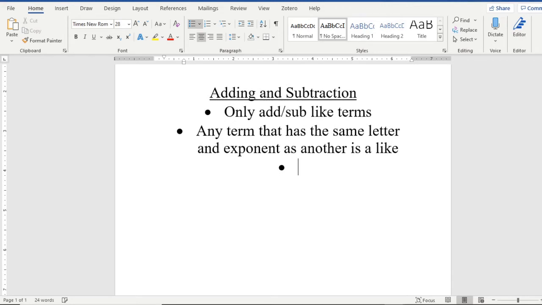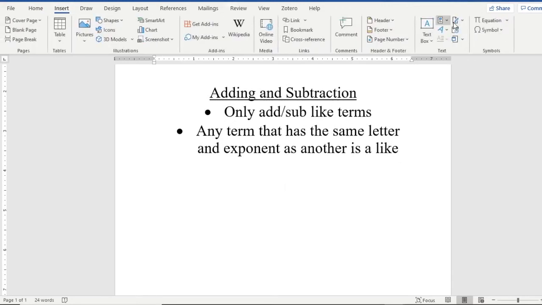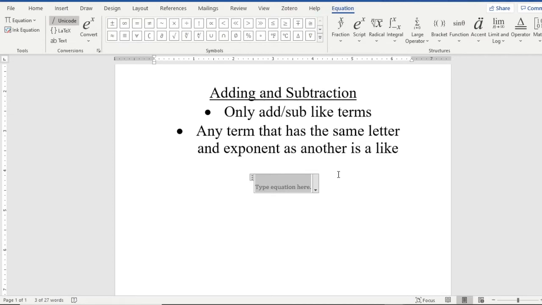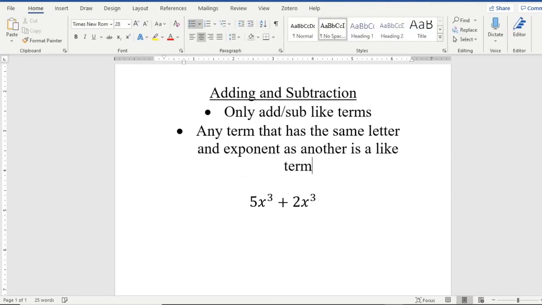Okay, so I'll show you what that looks like. Let's again insert equation so it looks all fancy. Say I have 5x to the third plus 2x to the third. Okay, so following this, I only add and subtract like terms. Any term that has the same letter and exponent as another is a like term. So these both have x. First step, good. They both have the same letter. They both have the exponent of 3. So good. These are like terms, so I can add these together. So this is 7x to the third.